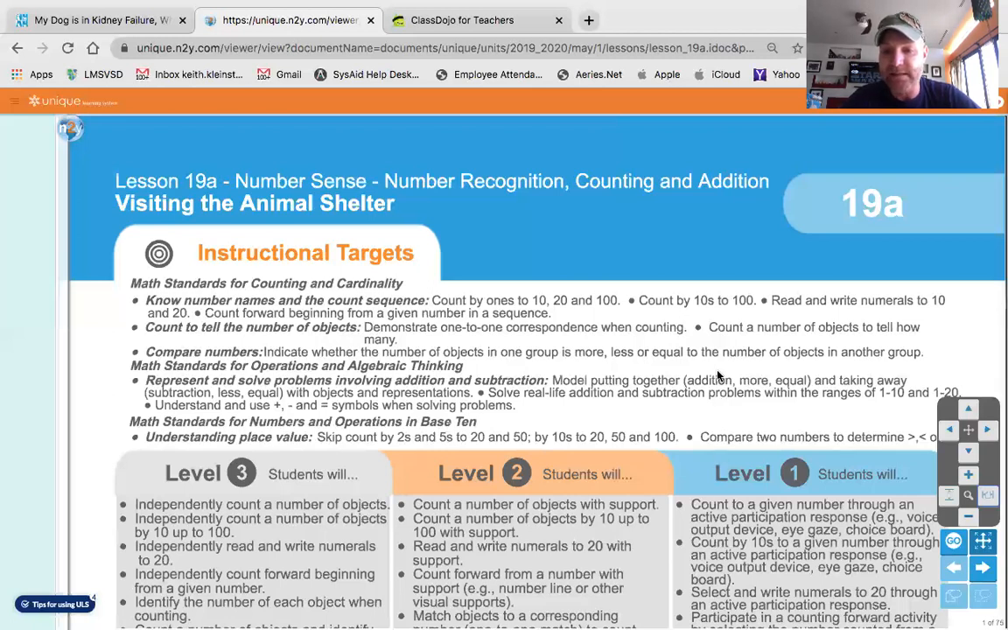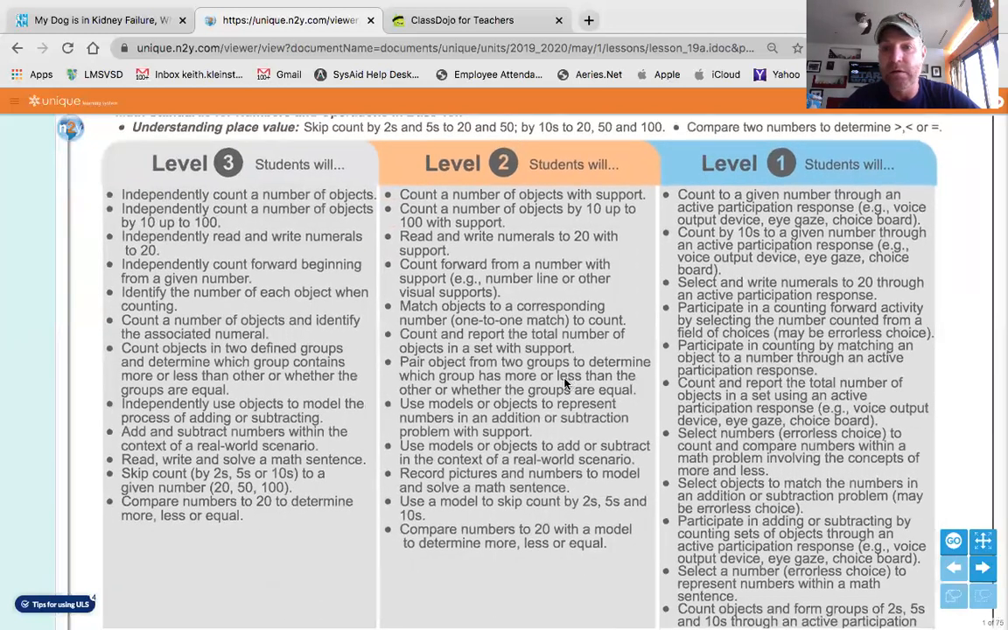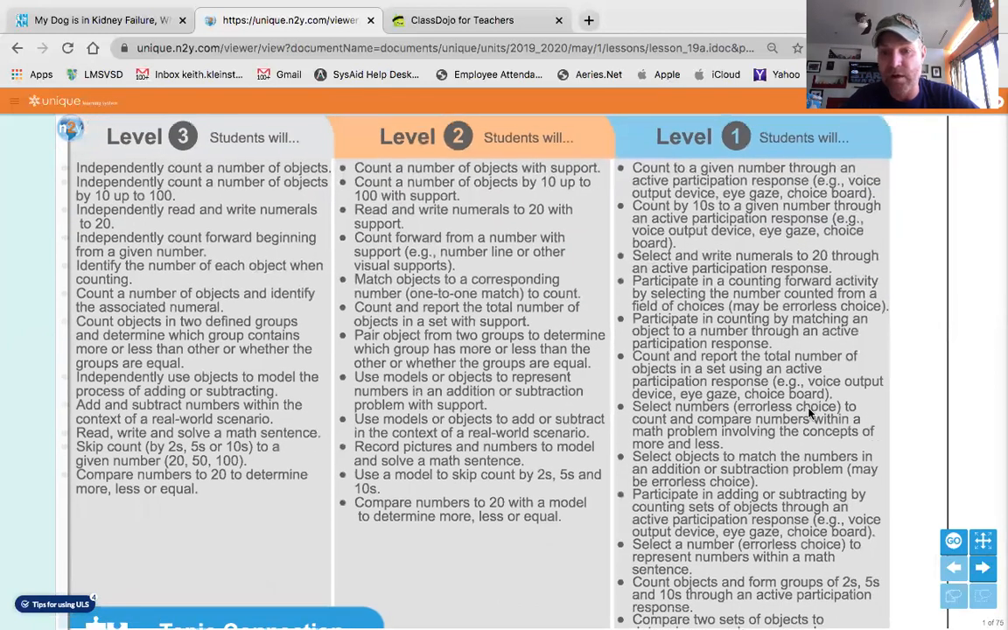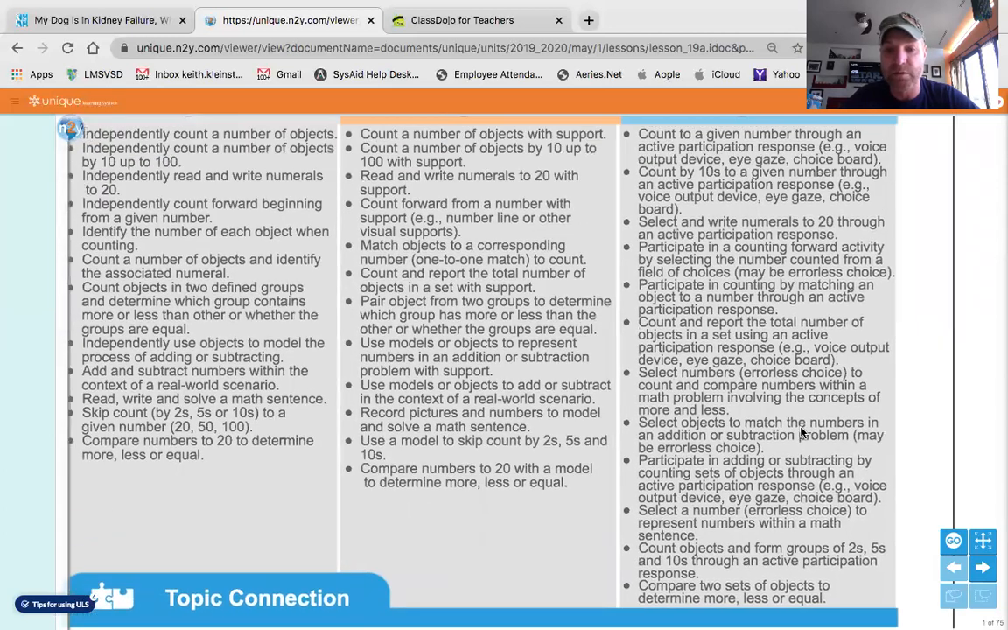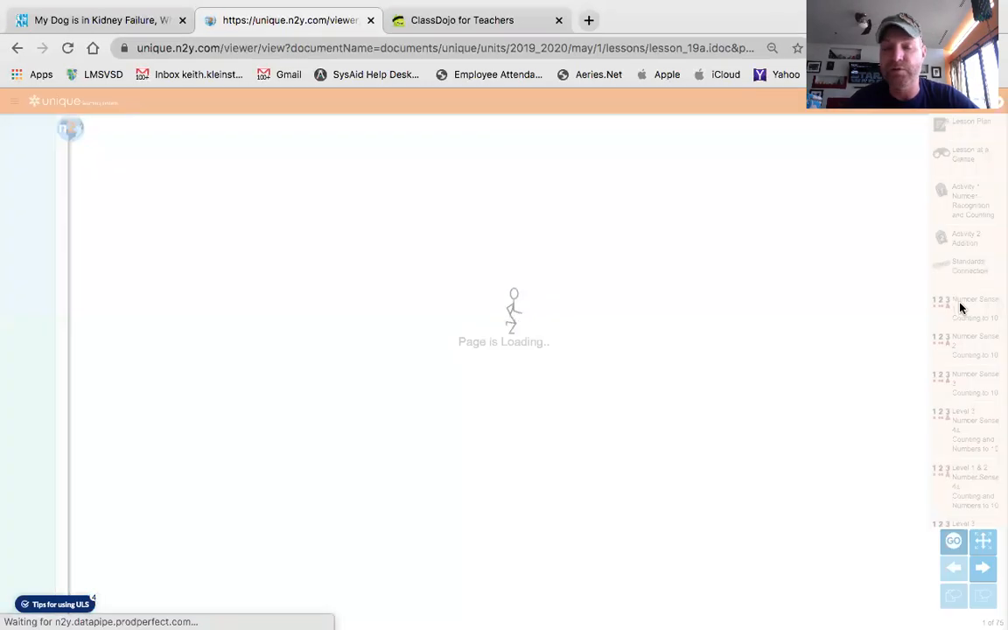And this is, again, how most of our students will be able to do these things. This is what we hope that most of them will be able to do. Differentiated learning: some will be here and some will be here. For the majority of our students, this is how they'll demonstrate. So let's go to the first page, number sense.